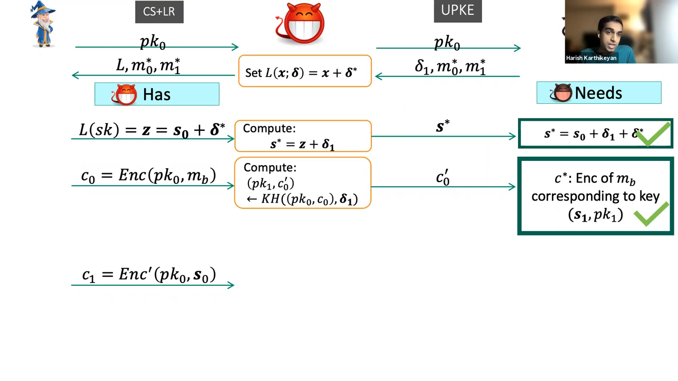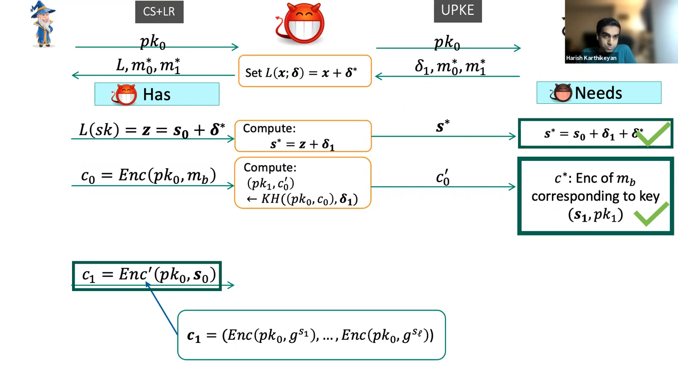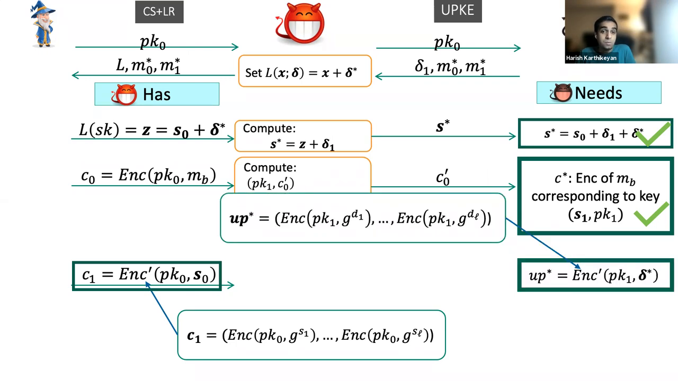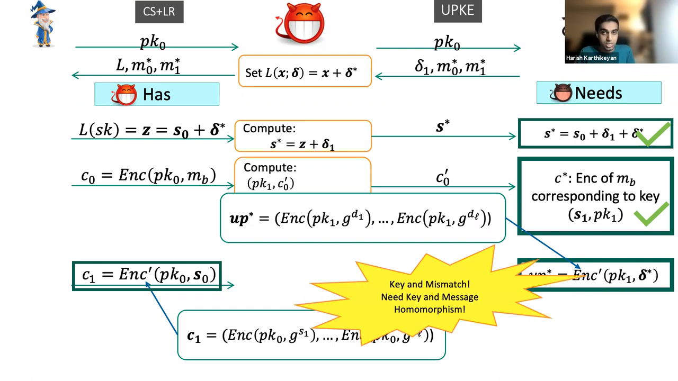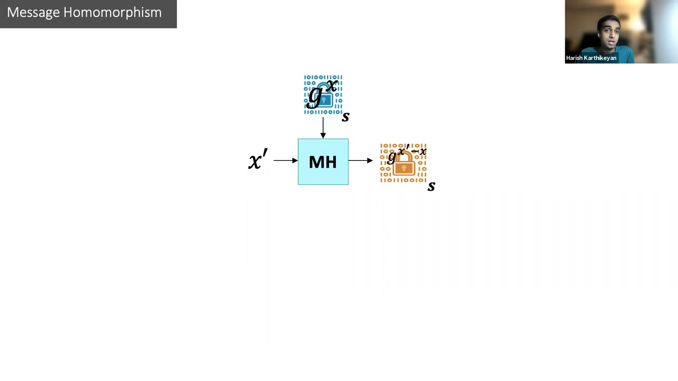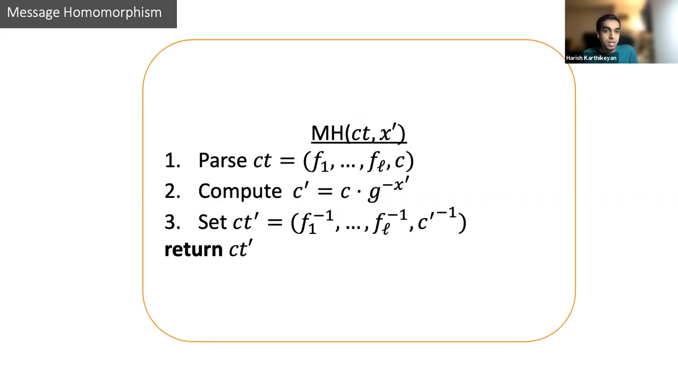Now let us look at one of the final components, which is C1, the bit by bit encryption, as denoted here. Here, however, what the adversary playing the UPK game needs is each bit of delta star. So D1 through DL is the offset that is used, corresponding to the L bits in delta star. So here we not only have a public key mismatch, we also have a message mismatch. So you need message homomorphism in addition to key homomorphism. Message homomorphism is this: given a ciphertext that encrypts G to the X, and given X prime, you want to be in a position to generate a ciphertext that will now encrypt G to the X prime minus X. And this is the construction. We will not go into the details due to paucity of time; you can verify them. However, we have this construction of message homomorphism.